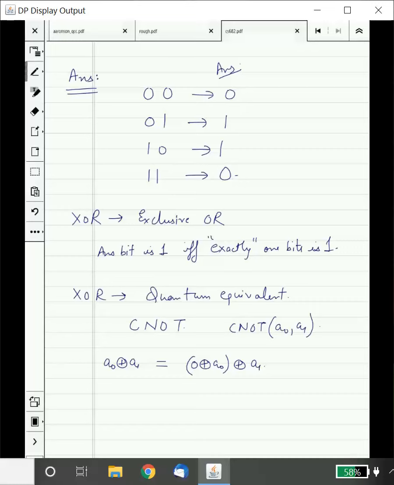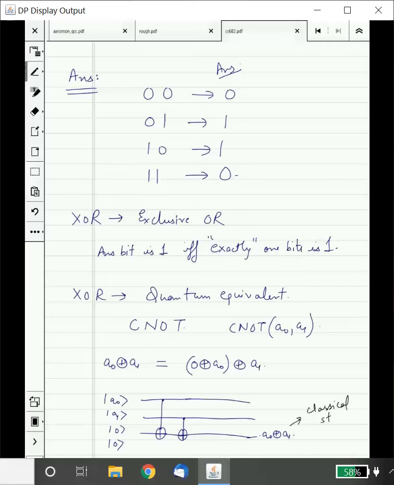That means my circuit will look like A0, A1, 0, 0. And use A0 to first flip the third ancilla qubit, then once again do it. This means this will be A0 XOR A1. Notice that this is only the action on classical states. For action on quantum states, you have to use linearity. This works for the answer qubit.